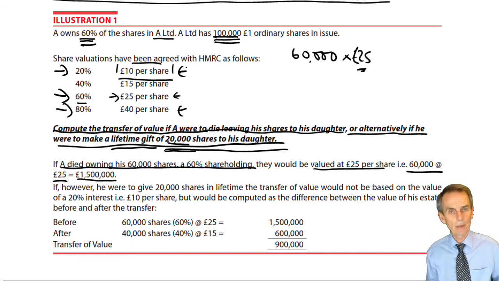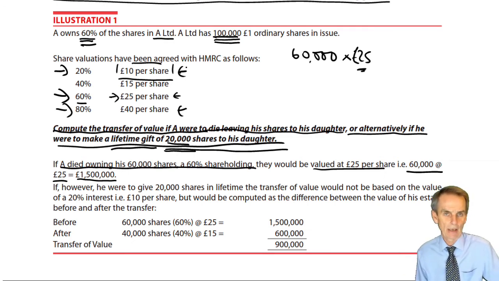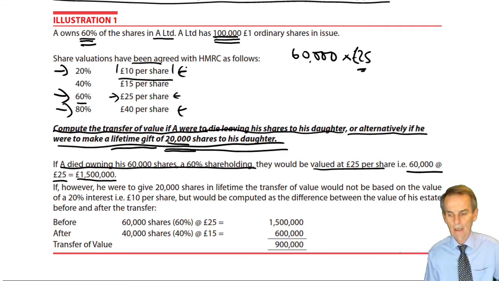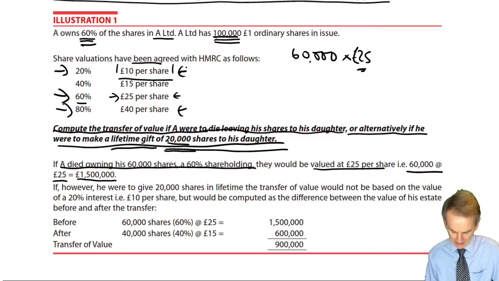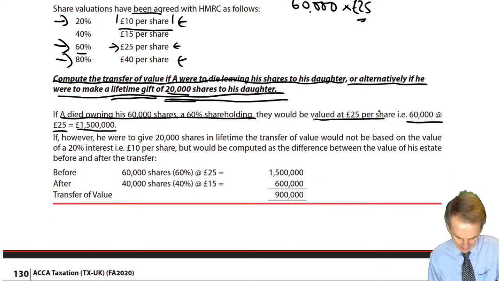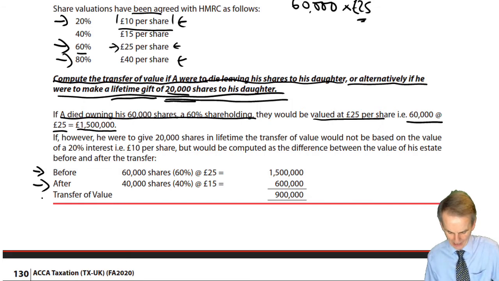It may simply be set in isolation as an objective testing question, giving you the information as you had there, and simply saying that A gifted 20,000 of his 60,000 shares to his daughter on this particular date in A's lifetime, while A was still alive. Compute the transfer of value. So how do we do it? We look at, as we have said, what do you have before? What do you have after the transfer?